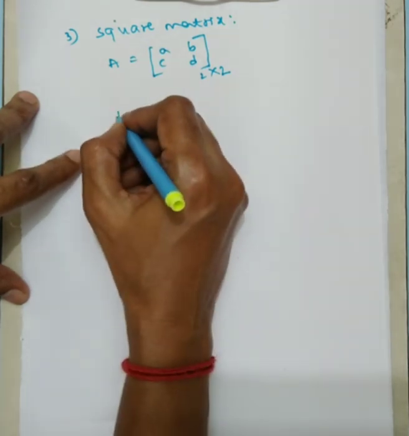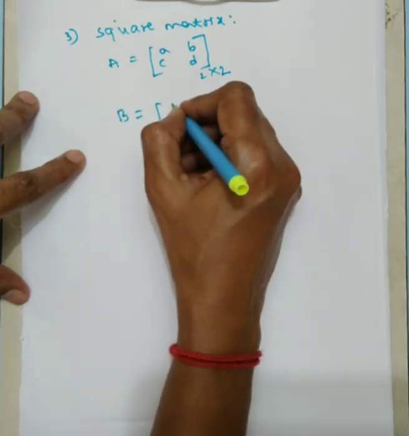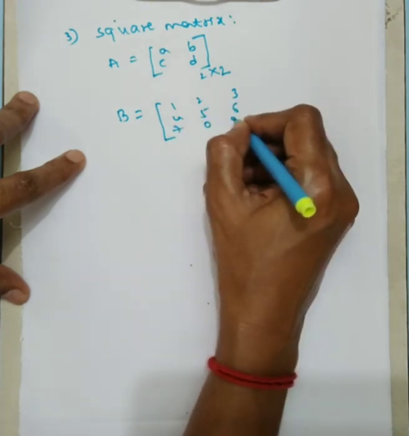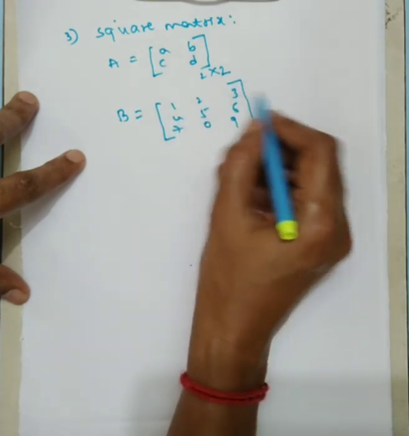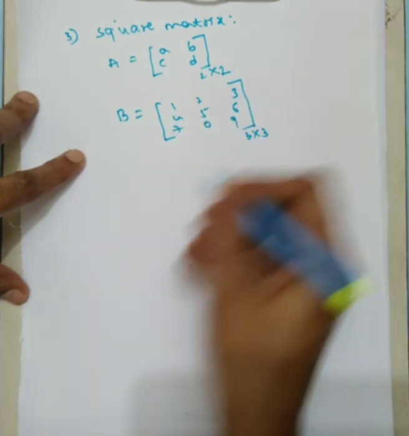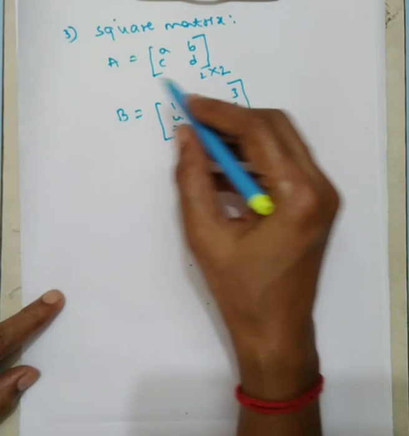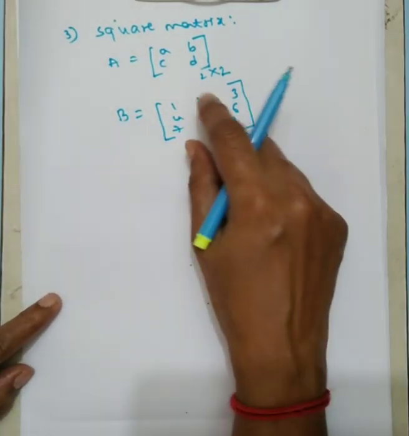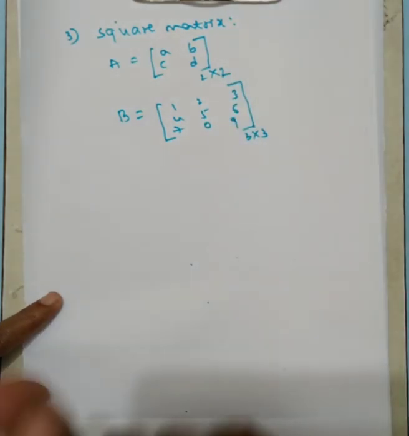Okay, or let us take one more example. Say 1, 2, 3, 4, 5, 6, 7, 0, 9. Now here the number of rows is 3 and the number of columns is also 3. So the order of this matrix is 3 by 3. So therefore here both are called what? Square matrices. So in a square matrix the number of rows and number of columns are equal.